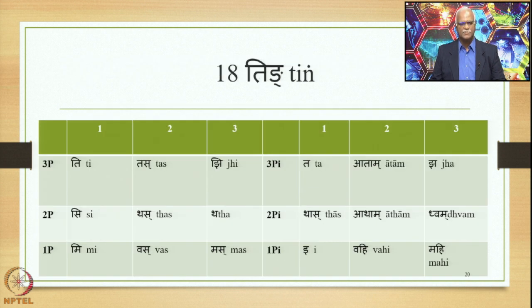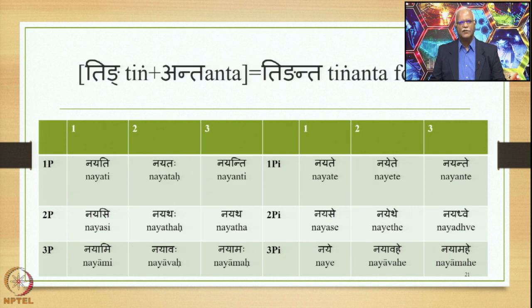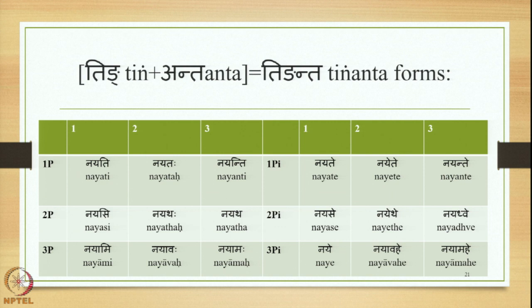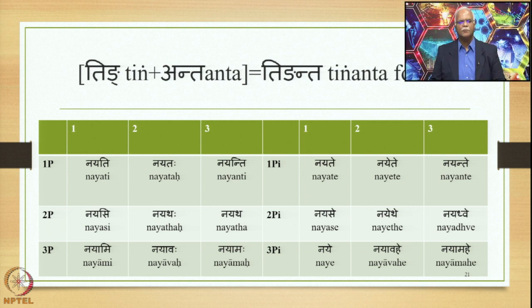These are the 18 tin suffixes: tip tas jhi, sip thas tha, mip vas mas, ta atām jha, thās āthām dhvam, iṭ vahi mahiṅ. These are divided into two groups, 9 on the left hand side and 9 on the right hand side, because they have different functions, and these are also termed as tin. When these tin suffixes are added to the verbal roots, we get the following forms: nayati nayataḥ nayanti, nayasi nayathaḥ nayatha, nayāmi nayāvaḥ nayāmaḥ on the one hand, and nayate nayete nayante, nayase nayethe nayadhve, naye nayāvahe nayāmahe on the other.